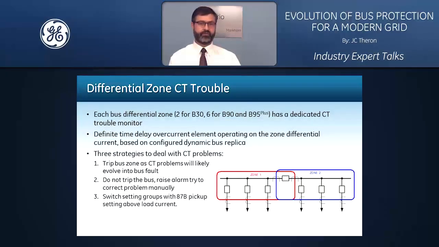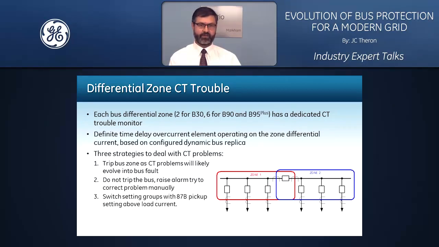Each bus differential zone in the B30, B90, and B95 Plus has a dedicated CT trouble monitor. Now, as we've seen in webinar 1, the B30 has 2 zones, the B90 has 6, and so does the B95 Plus. Now, the CT trouble is a definite time delay overcurrent element based on the zone differential current. So it's a low current based on the configured dynamic bus replica, in other words, the status of the bus. Now, there are 3 strategies to deal with CT problems.